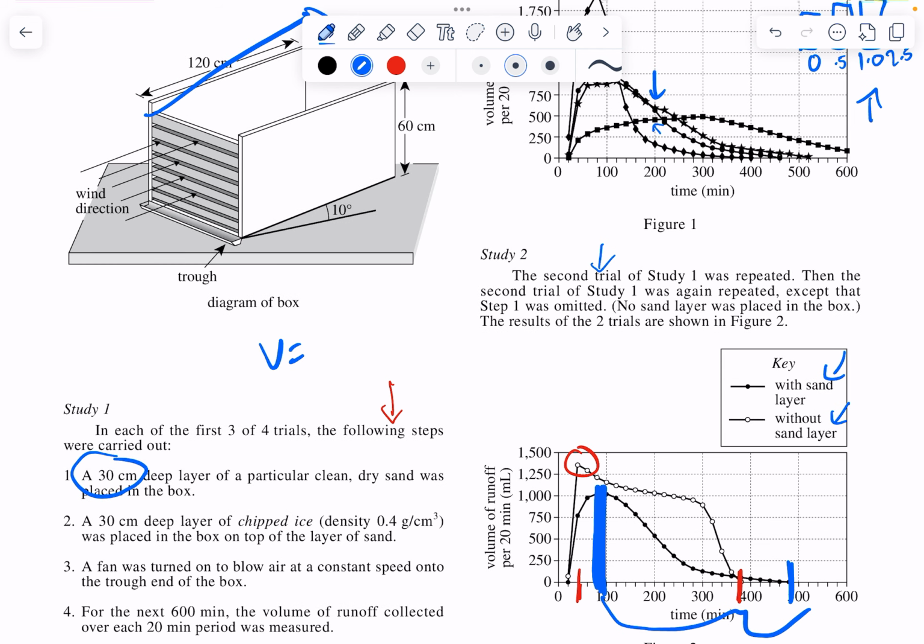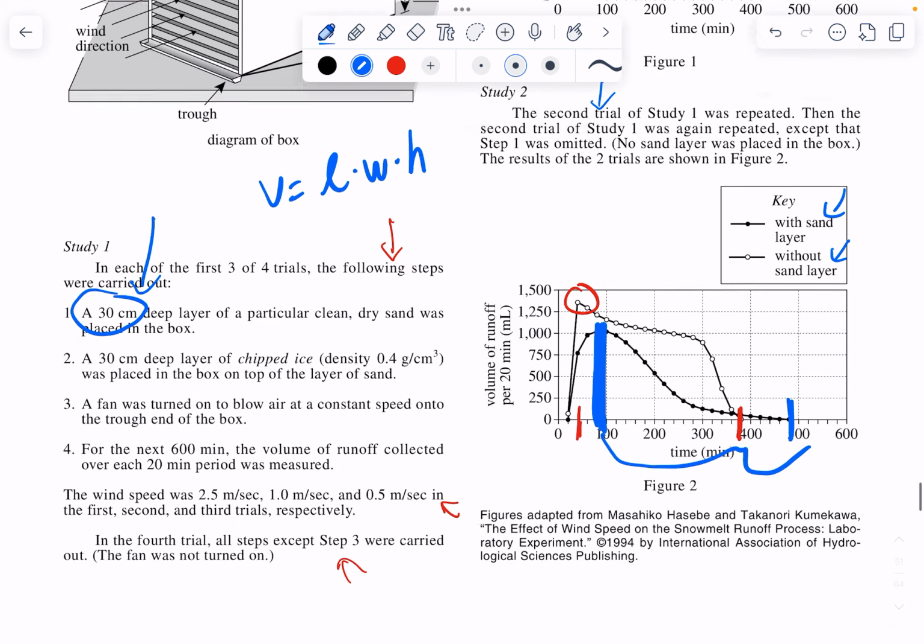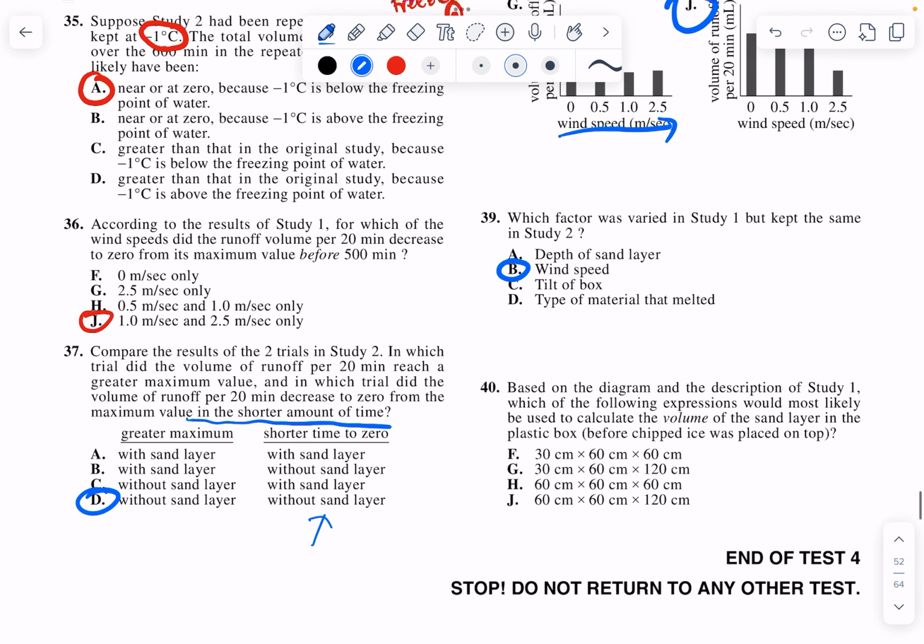So volume, from math, we can remember that it's equal to length times width times height. So the length we just said is the 120. Width is the 60. And in this case, the height is 30. So 120 times 60 times 30, that's going to be G.